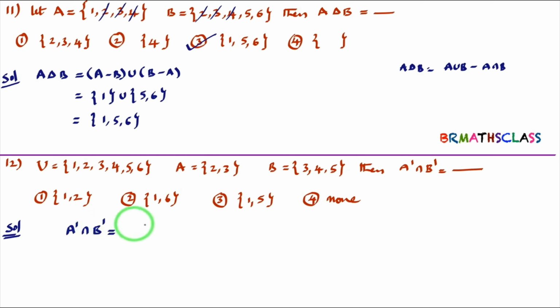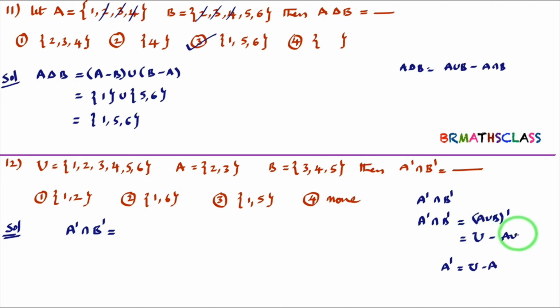We can do this problem in two methods. First one, directly I'll calculate A dash. Next I'll calculate B dash. I'll do their intersection. Or else in the synopsis we learn this formula. What is that formula? A dash intersection B dash can be written as A union B whole dash. What is the formula for A dash? The formula for A dash is U minus A. The formula for A union B whole dash is universal set minus A union B.